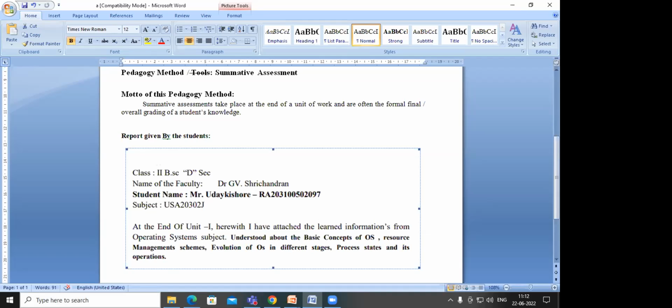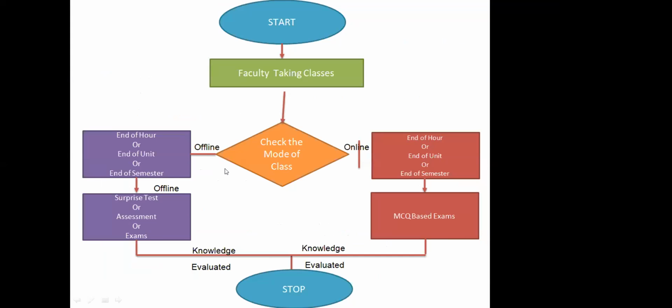See here. Then come to the next one. Once again, see here. Here, the faculty is taking the class in offline or online mode. Suppose the class is taken in offline mode, at the end of the hour, at the end of the unit, at the end of the semester, the teacher uses one of the test methods to evaluate students' performance.